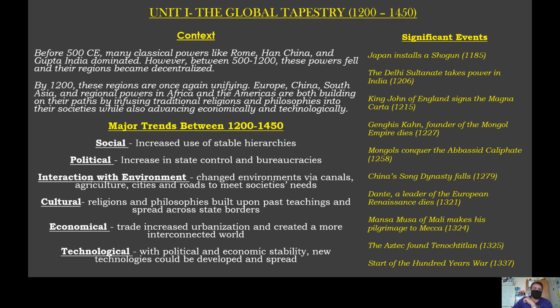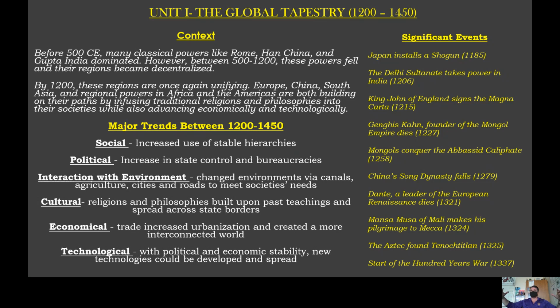As far as interaction with the environment, they all, to some extent, change environments. They build canals to ease trade and travel. They find new methods of agriculture that make food production a little bit easier, especially as populations are rising. You start to see more and more cities spring up.